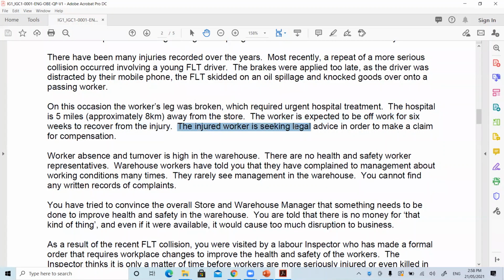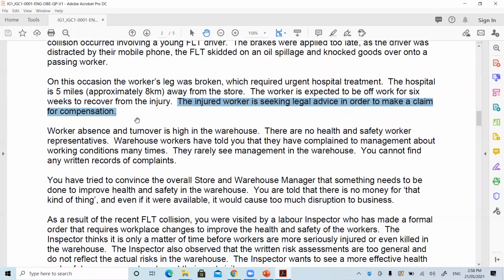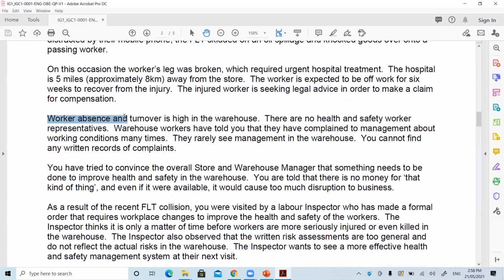The injured worker is seeking legal advice in order to make a claim for compensation. So here's another financial thing coming for the company. Worker absence and turnover is high in the warehouse. Worker absence is when people are absent from work, they don't come to work. And the turnover is high. Turnover means people are leaving your organization, not staying long with your organization.